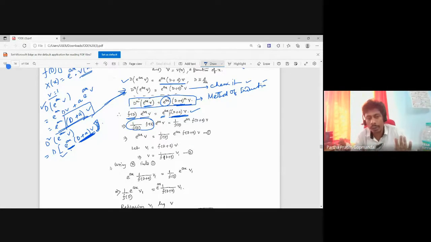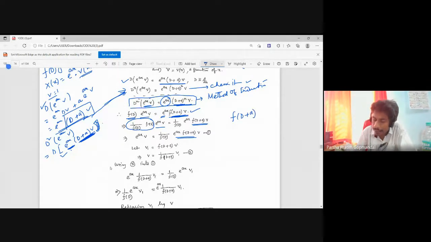Identity means 1. So the left side will be just simply the function e to the power xv. And the right hand side turns out to be 1 by f(D) e to the power x into the function f(D+a) v. Now we are considering two different functions here. Let's say f(D+a) v is another function of x, because v is a function of x.